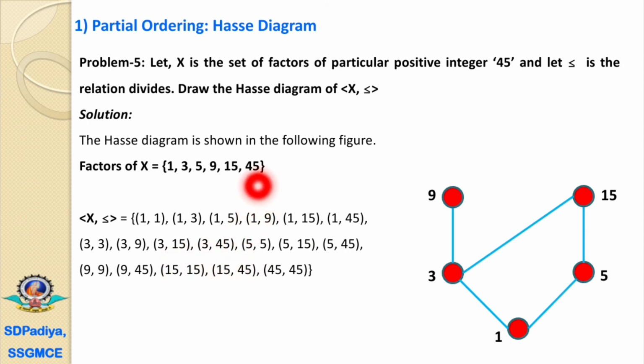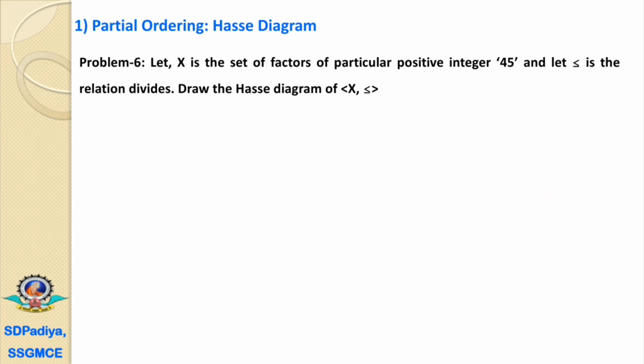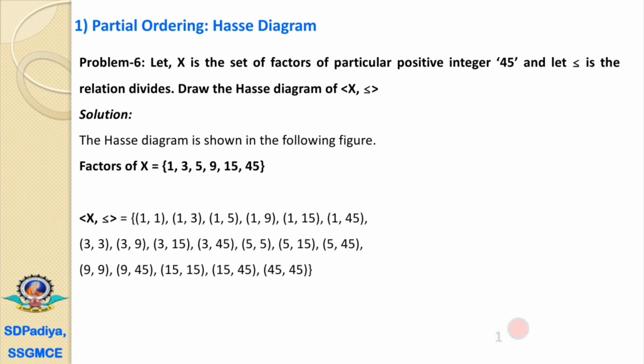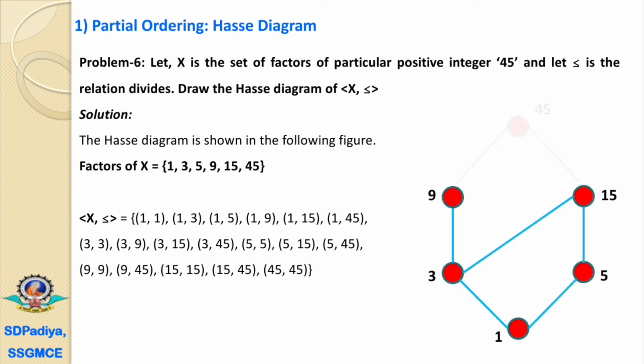For the last element 45, it has a direct relation with the 9 and it has a direct relation with the 15. That's why we have designed this 45 at an upper level and we have connected it with the 9 and 15. Now the same we have for the 45.